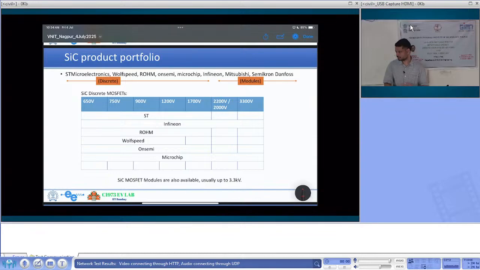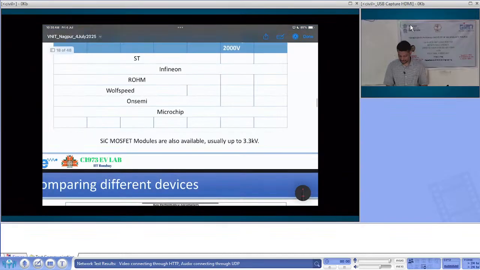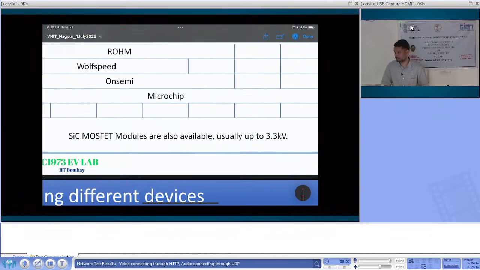And this information I've just picked up from their online, whatever is the available resources. So it's a commonly known thing. Microchip goes from 600 volts to 3.3 kV. Currently we are working with Microchip 3.3 kV devices in our lab. Now these are discrete devices, right? If you want to buy modules, which are the pack form factor, then they are very easily available up to 3.3 kV, and a lot of those companies make modules of 3.3 kV. So silicon carbide MOSFET modules are usually available up to 3.3 kV.